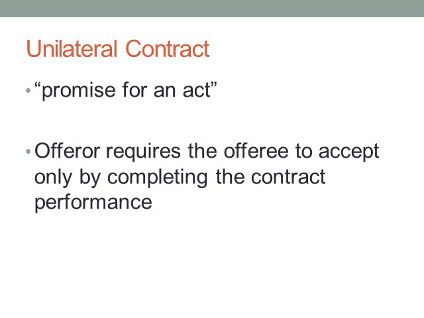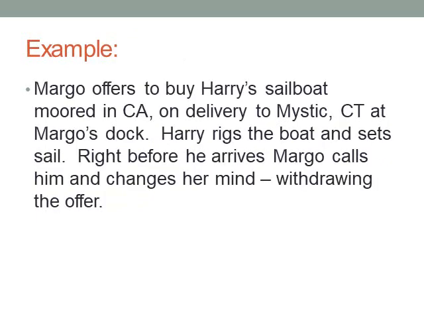But problems arise. Consider this example. Margot offers to buy Harry's sailboat, which is moored in California. The offer is to buy the boat moored in California on delivery to Mystic, Connecticut at Margot's dock. Harry rigs up the boat, sets sail. Right before he arrives, Margot calls him and changes her mind, withdrawing the offer. What do we have here? Do we have a problem? What happens?